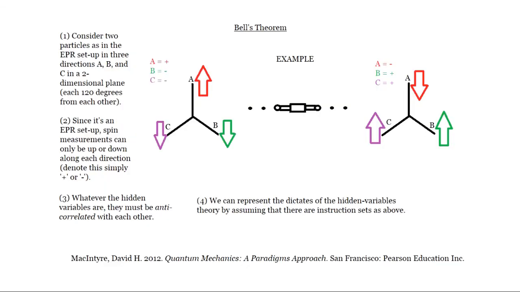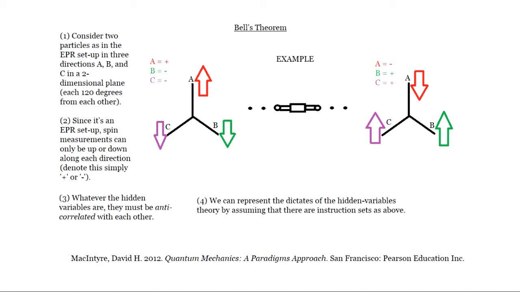Okay, so on to Bell's theorem and the reasoning that he used. We're going to consider a slight amendment to Bell's original result because this will be a little bit easier, at least I hope, to understand. So we're going to follow the presentation in David McIntyre's 2012 textbook, Quantum Mechanics: A Paradigms Approach. Step one is to first consider two particles as in the EPR setup in three directions, A, B, and C, in a two-dimensional plane, each 120 degrees from each other. So you can see that both on the left-hand side of the EPR setup and the right-hand side.